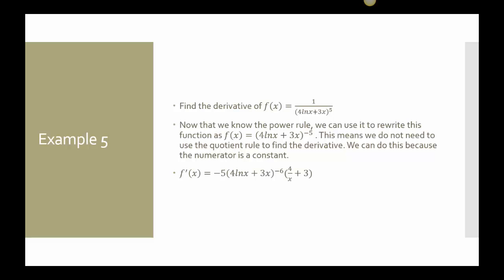Inside 4 ln of x, well, natural log becomes 1 over x when I take the derivative, so 4 ln of x becomes 4 over x. And the derivative of 3x just gives me 3. This doesn't look too pretty, but it doesn't look too awful either, so I'm just going to leave this one alone.